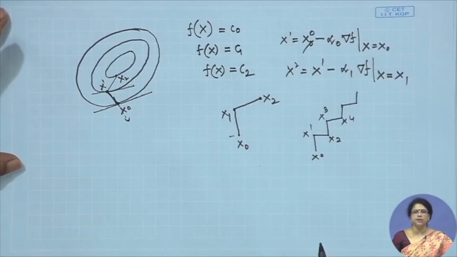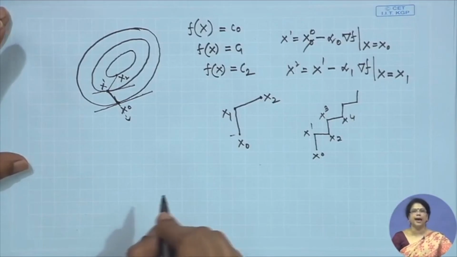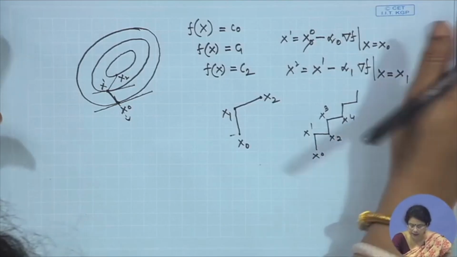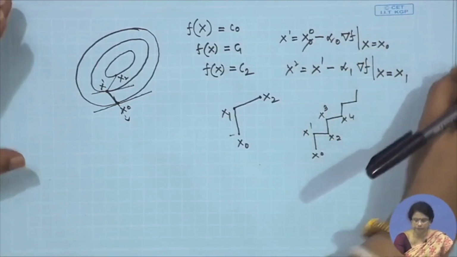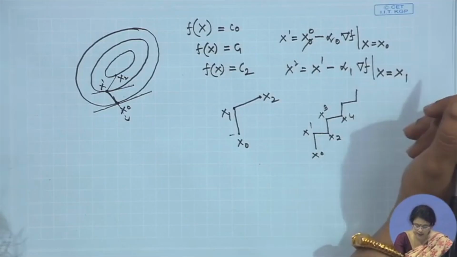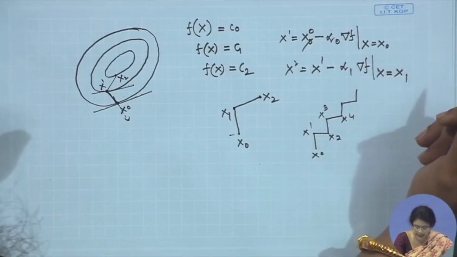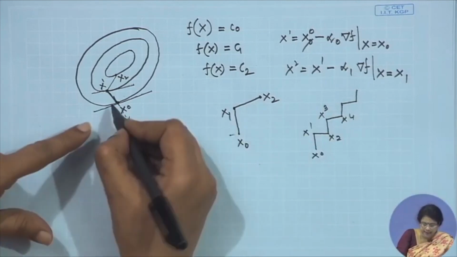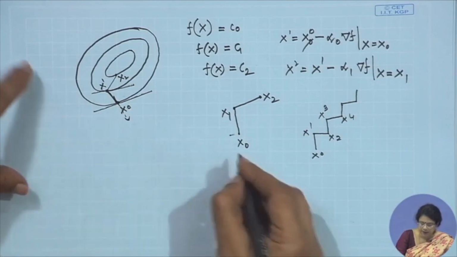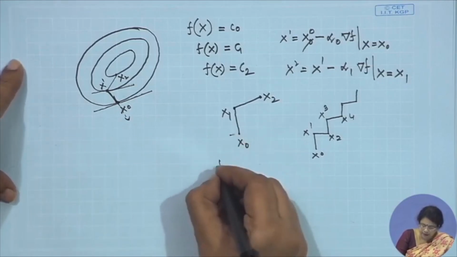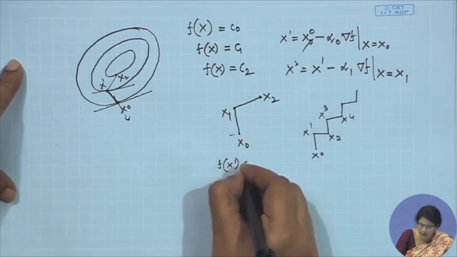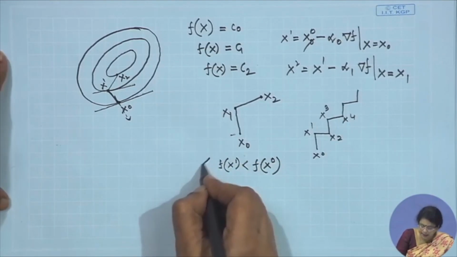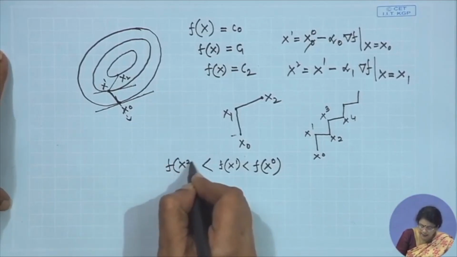In connection to this, I will tell you a few more things so that we can do the steepest descent or ascent method in a slightly different way, and there are certain properties. The first property is that if we move from x0 to x1, what is our expectation? Since this is the negative gradient direction, we have to prove that f(x1) must be lesser than f(x0). Similarly, f(x2) must be lesser than f(x1).